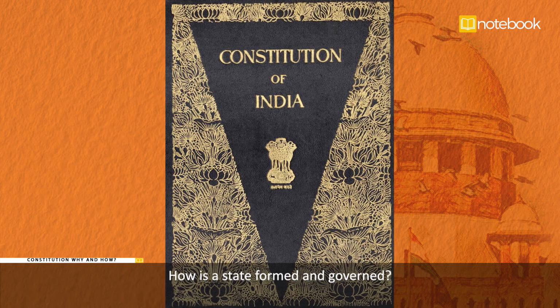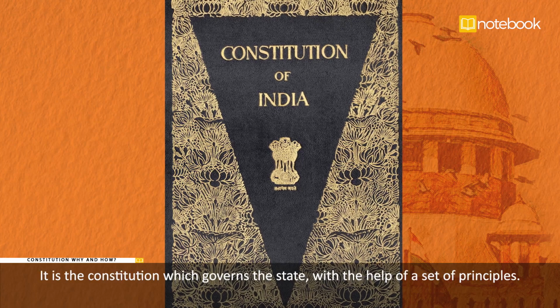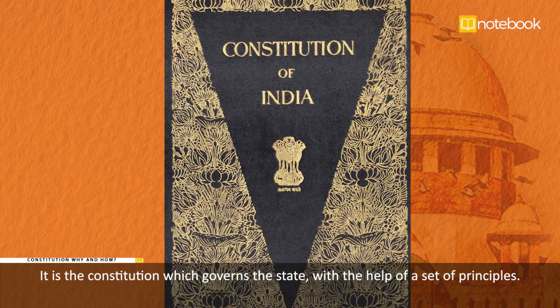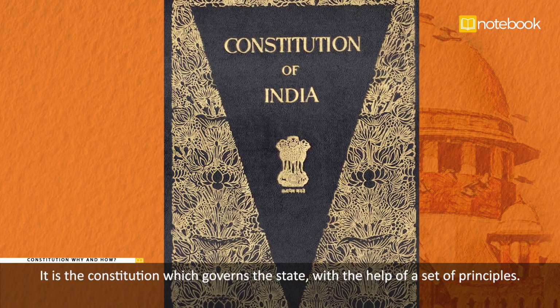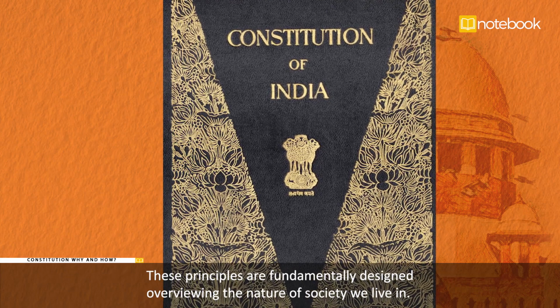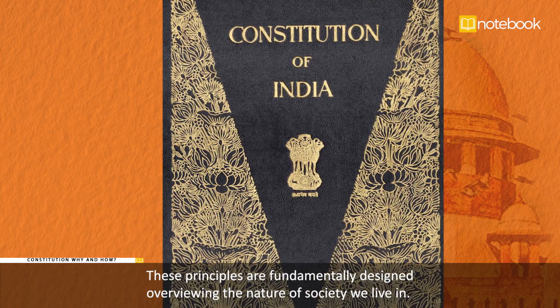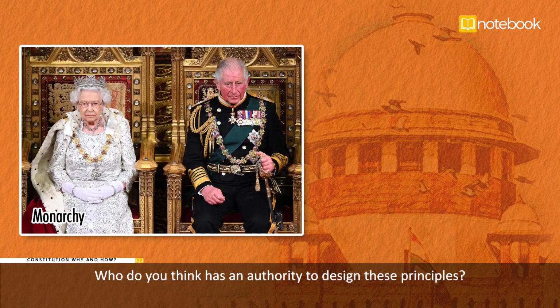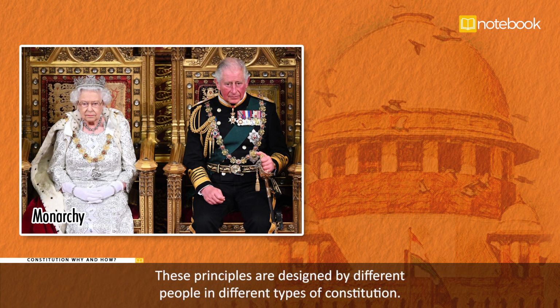How is a state formed and governed? It is the Constitution which governs the state with the help of a set of principles. These principles are fundamentally designed overviewing the nature of society we live in. Who do you think has the authority to design these principles? These principles are designed by different people in different types of constitution.